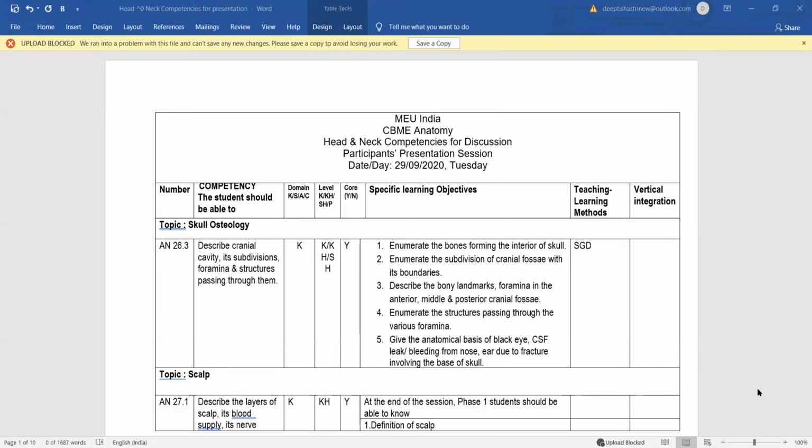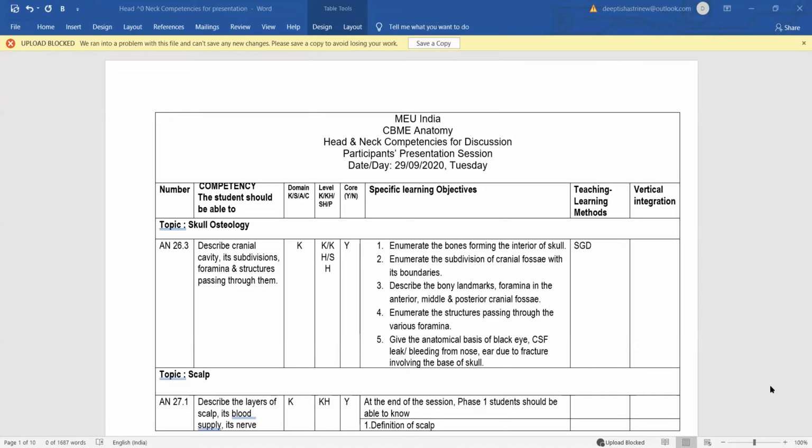Okay, sir. Hello, ma'am. Yes, yes, Dr. Sarla. Good evening, ma'am. Even at first I thought it should be like describe and demonstrate. But when I went through it repeatedly, I understood it's osteology. So I thought demonstrating the structures passing through them cannot be appropriate.